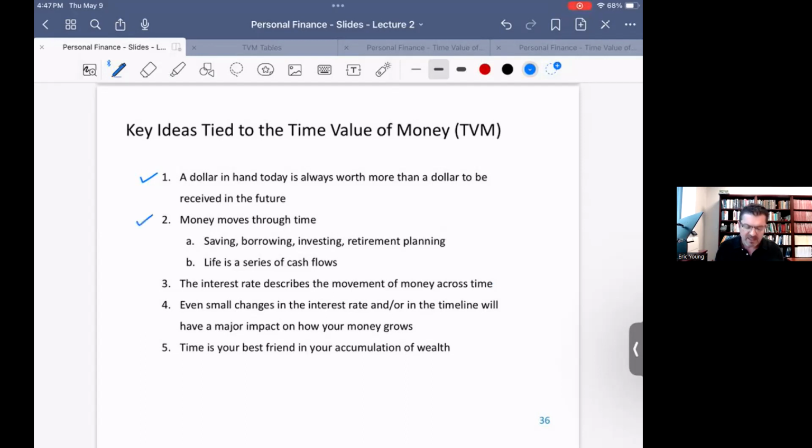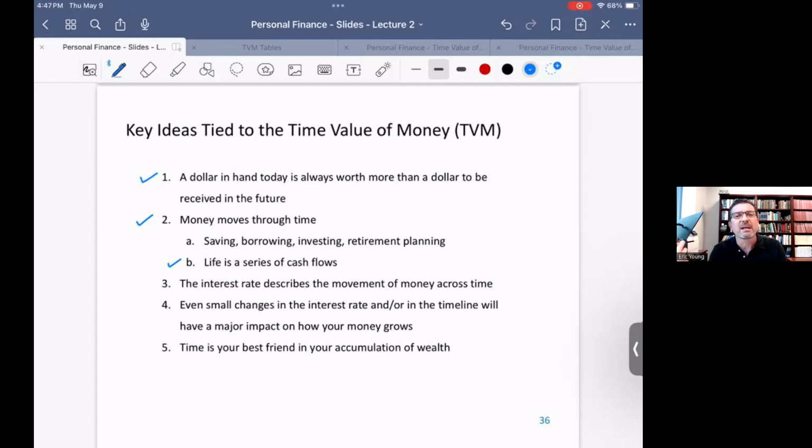Second big idea is that money moves through time. There's a lot of ways that you can define finance, but one of the simplest ways is simply that finance is the movement of money through time. Money moves, it flows through time. In fact, I'm fond of saying that life, when it comes to your personal finance, is basically a series of cash flows. Think about it.